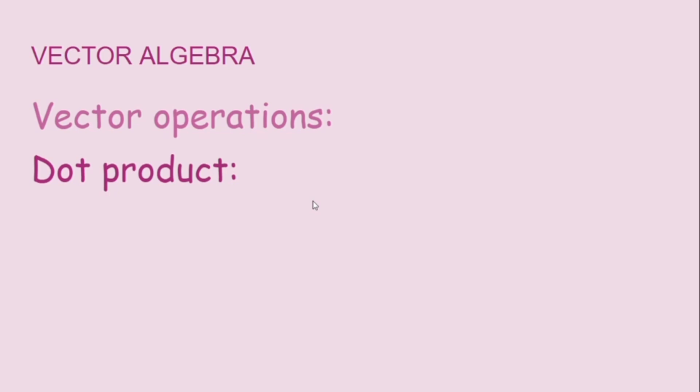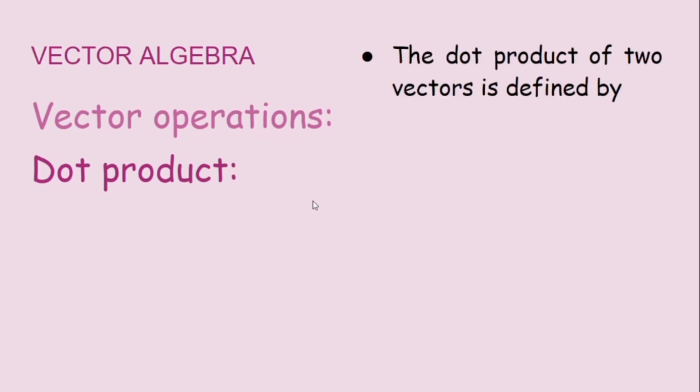Now we will see the dot product in the vector operations. What is the dot product? It is defined by A dot B equals AB cos theta.